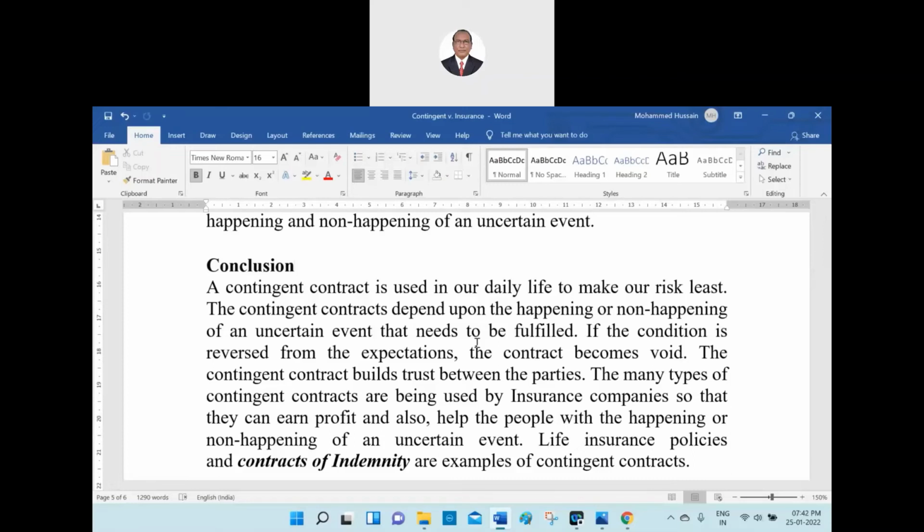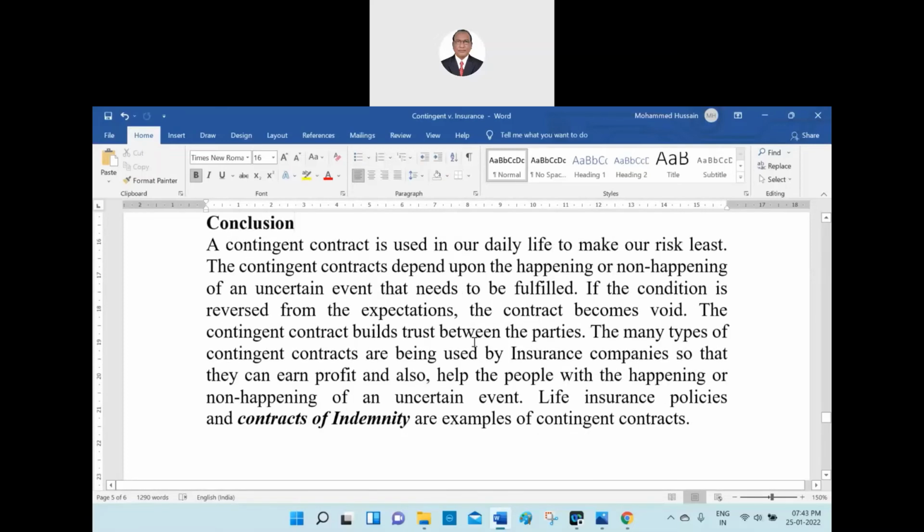The contingent contract builds trust between the parties. If it happens, he is going to get it. If it does not happen, he is not going to get it. Many types of contingent contracts are used by insurance companies so that they can earn profit and also help people with the happening or not happening of an uncertain event. Because we cannot predict what is going to happen in our life, one should be alert and take insurance as much as your pocket permits. Life insurance policies and contracts of indemnity are examples of contingent contracts.